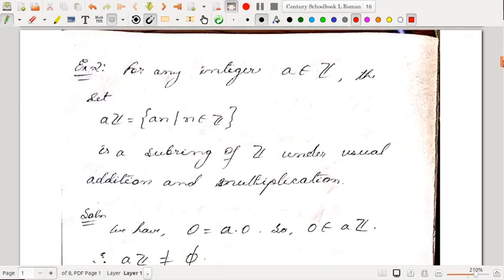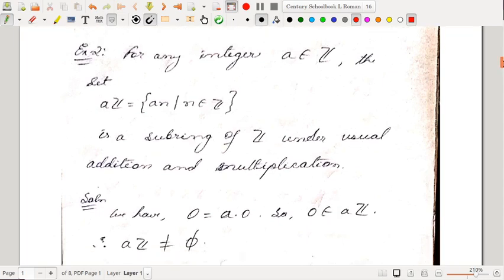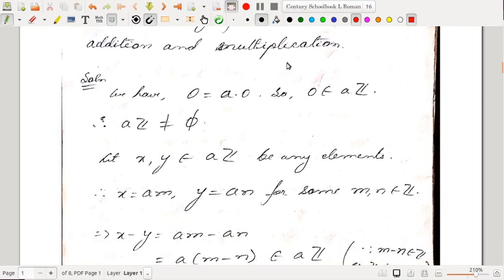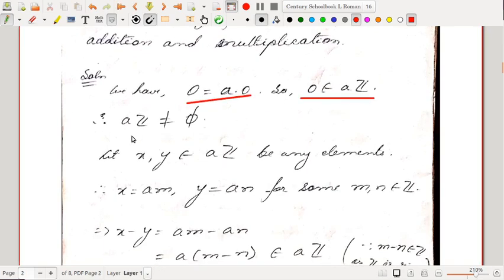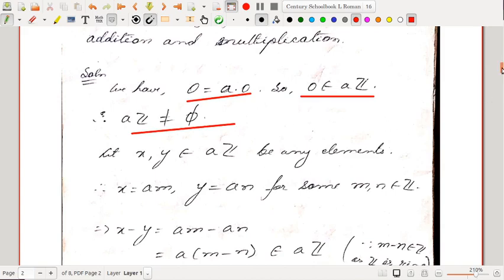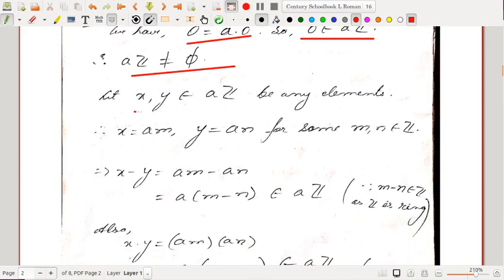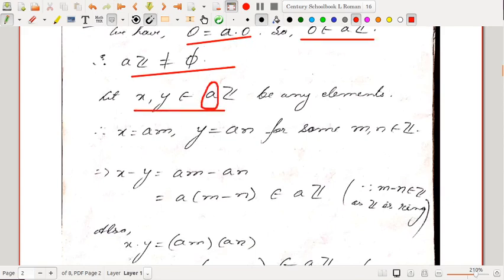So let us generalize this for any integer a inside Z. The set aZ equals the multiples of a, that is {an such that n belongs to Z}, is a subring of Z under usual addition and multiplication. The proof is exactly similar. 0 can be written as a into 0, so 0 is an element in aZ, so aZ is non-empty. Here you observe that I have not taken a, b, because the symbol a is already given in the question, so we cannot mix up the symbols.